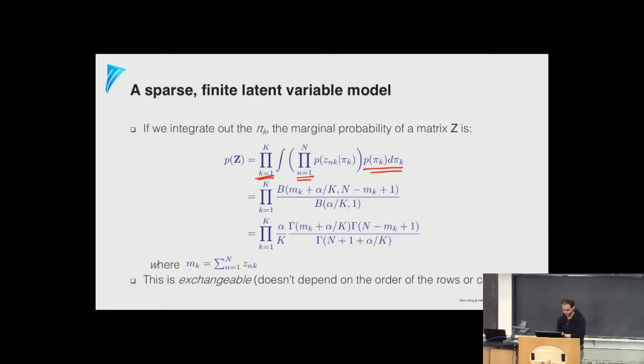And if you do the math, eventually you will arrive at this distribution, where m_k is basically the column-wise sum over these indicators, right? So by construction, again, this distribution is exchangeable. It doesn't depend on the order of rows or columns. So we've made the corresponding assumptions to ensure that it is the case. So the question is, how is it sparse? Right? Or is it going to be sparse? Because by assumption, we wanted to have it sparse.